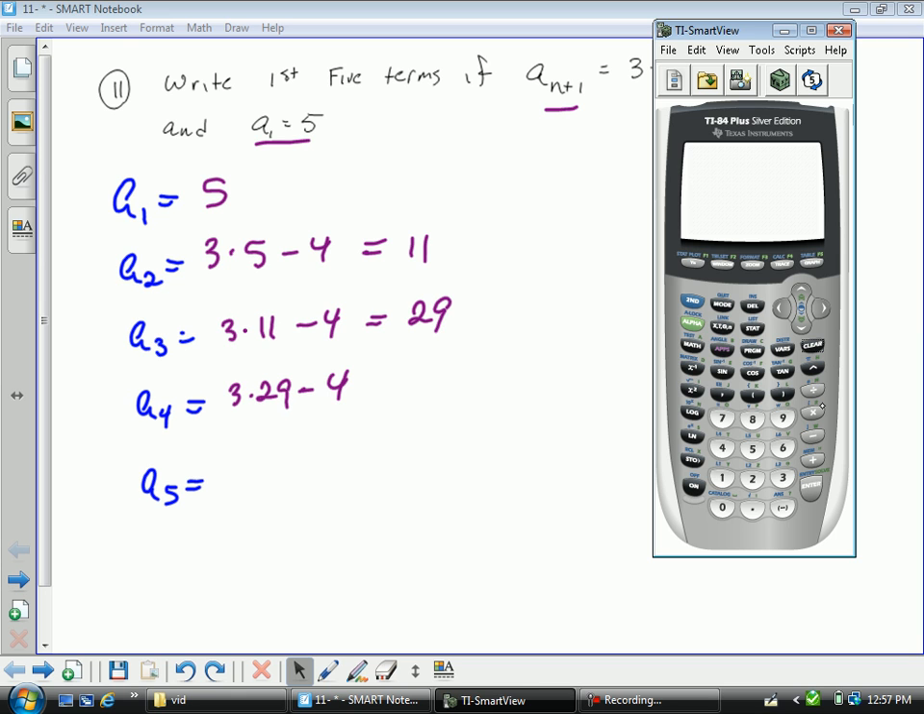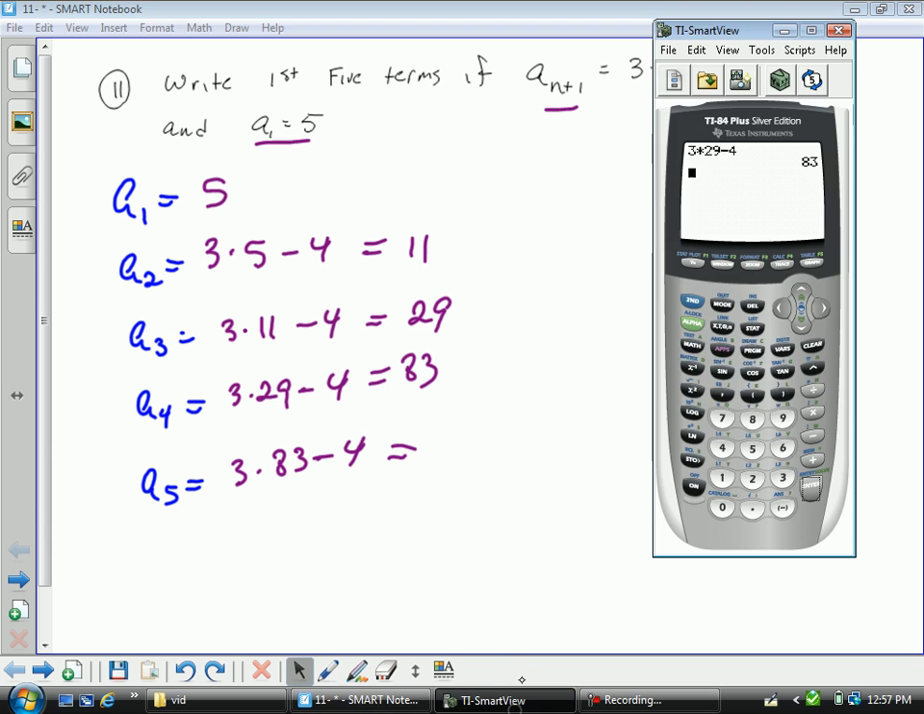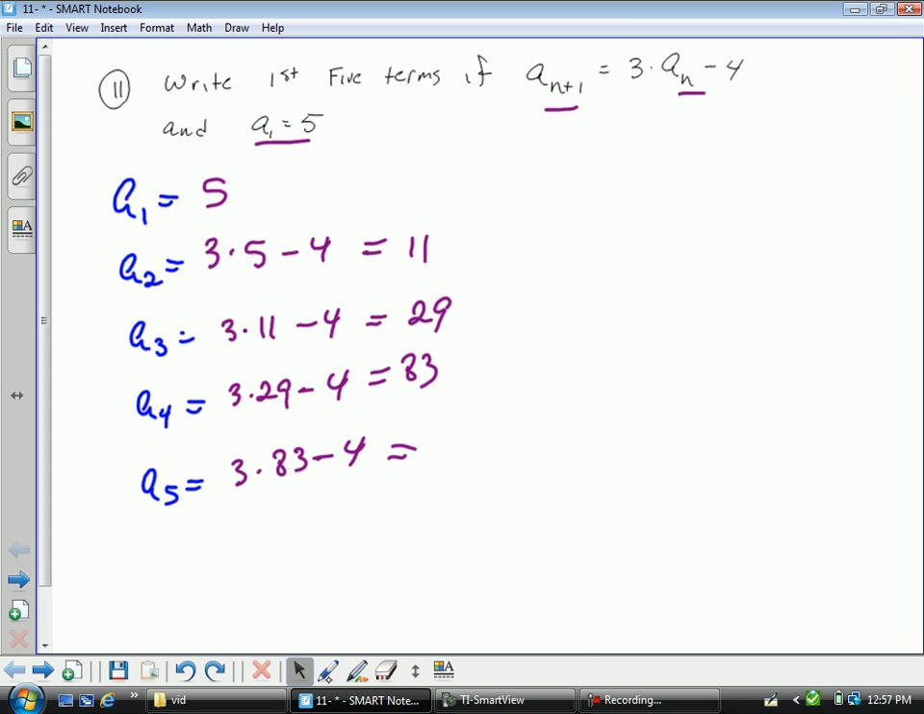Maybe I should take out the calculator here. 83. Then 3 times 83 minus 4. So 245. A little tedious, but you just have to keep rolling over your answers.